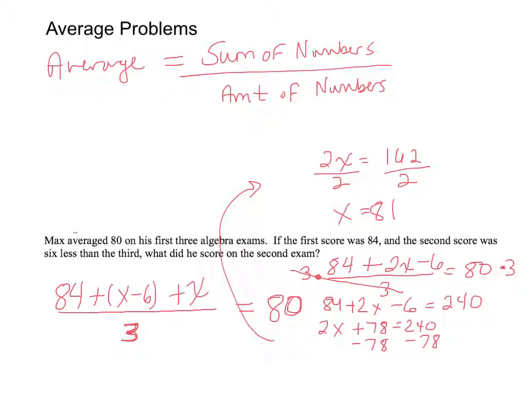What did he score on the second exam? See, if we just left it as 81, we wouldn't be answering the question. That's what he scored on the third exam. We want to know what he scored on the second. Well, the second score was 6 less than the third. So if I take 81 and subtract 6 from it, I get 75. So the answer to this question is 75.